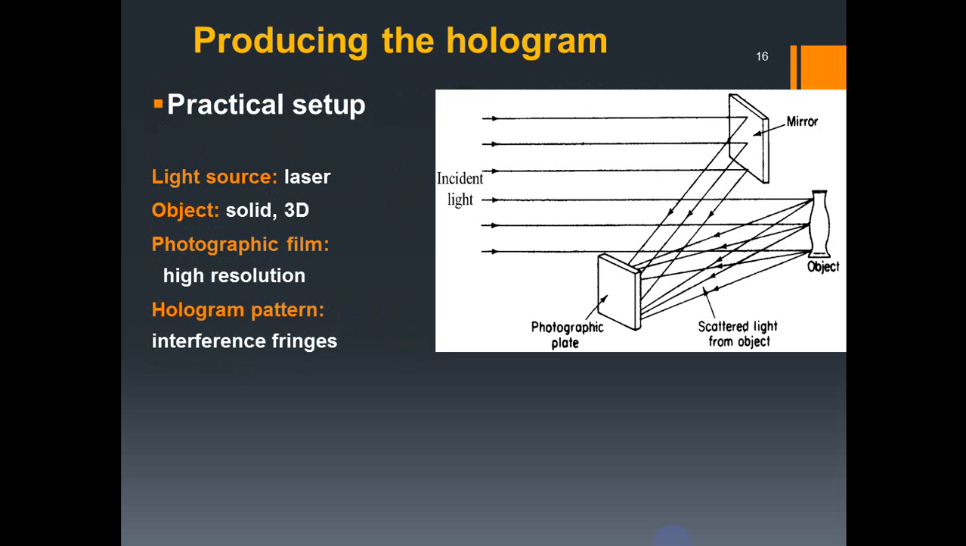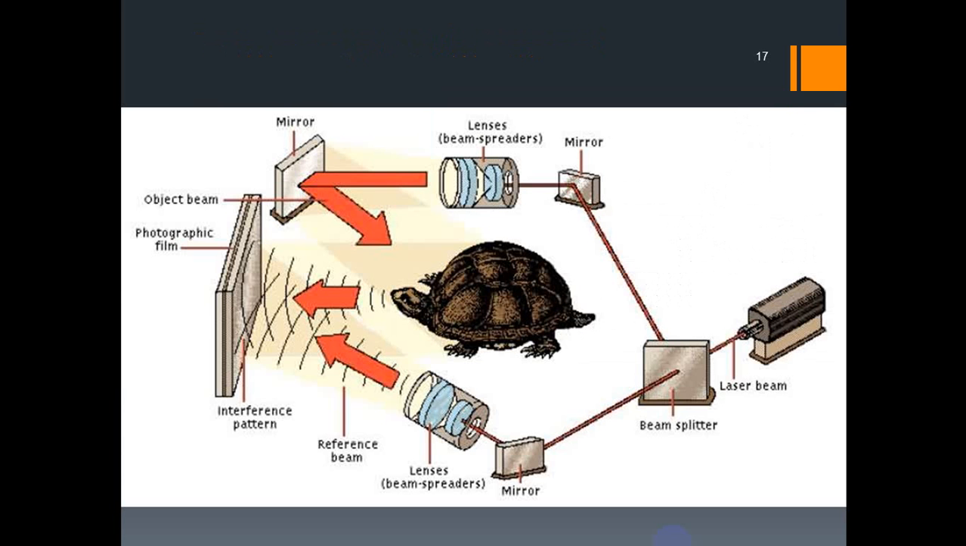Now let us see the practical setup to produce the hologram. The apparatus required are a light source, preferably a laser, a 3D solid object, and a photographic film of high resolution. We will then obtain the holographic pattern. This is also another setup for producing a hologram where the image is a tortoise. Here too, components like a beam splitter, lenses, reference beam, mirror, beam spreader, and photographic films are used.